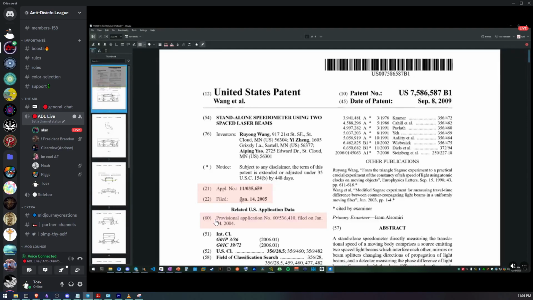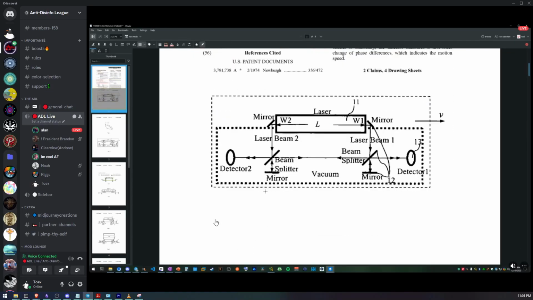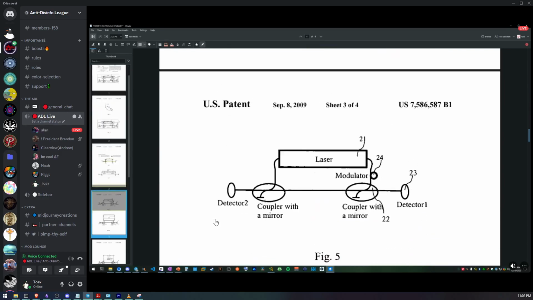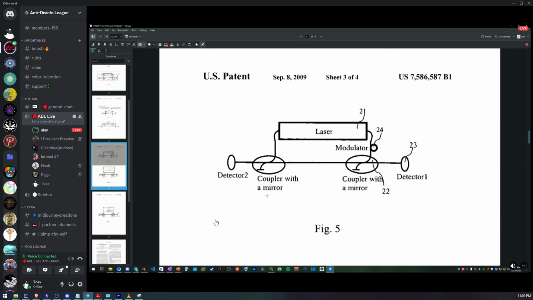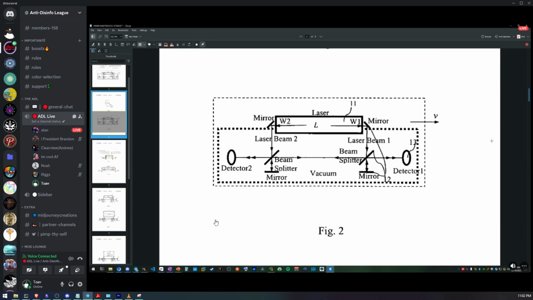Wang and others. Again, other Wangs. I can tell that sometimes they just fake everything. You know what I'm saying? Isn't that funny? Oh, what was that? This might not be it. This is the diagram of the device he made. I'll be right back.